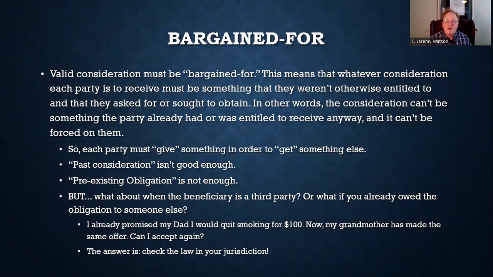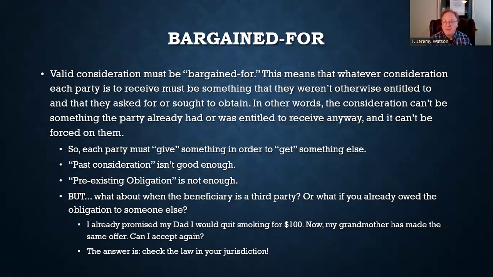What about when the beneficiary is a third party, right? Or what if you owed the obligation to someone else? Let me give you an example. I've already promised my dad that I'd quit smoking in exchange for $100. Is that consideration? Sure. I'm getting $100. I'm giving a promise to quit smoking. What's my dad getting? He's giving $100, but is he getting anything? Sure. He's getting my promise to quit smoking.